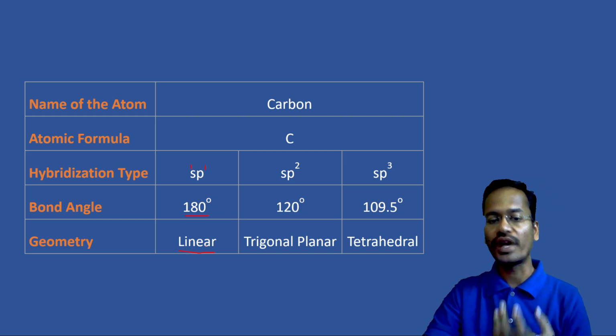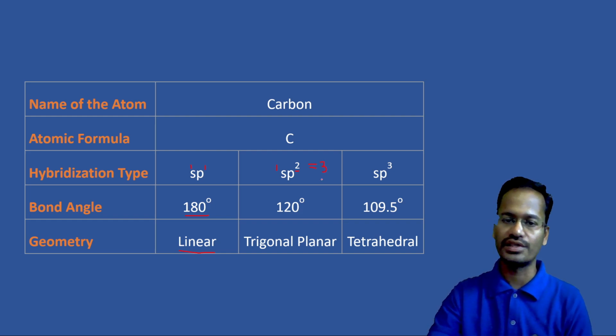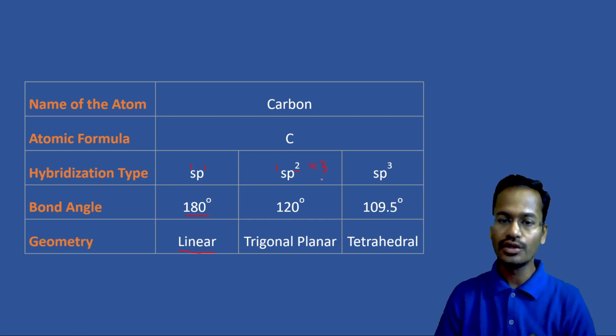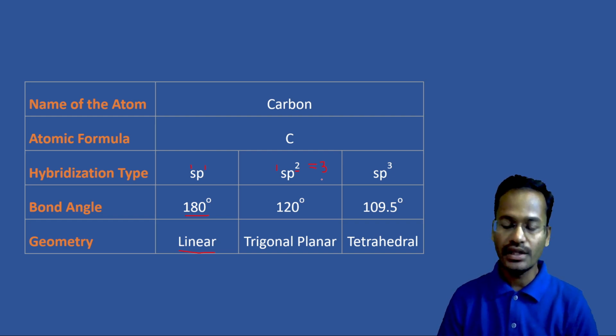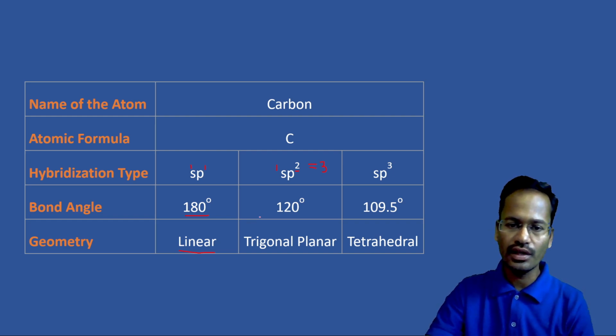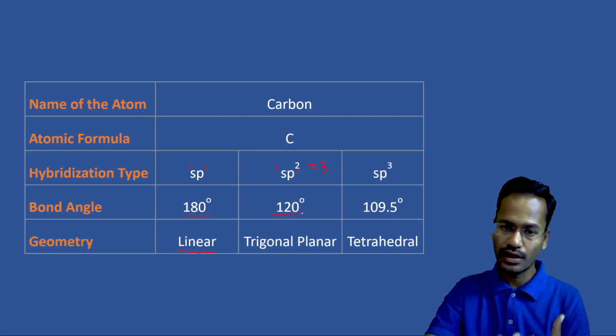Now let us come to sp2 hybridization, where one s and two p orbitals will be participating in hybridization. In total it will become 3, that is, 3 orbitals are participating in hybridization to generate 3 sp2 hybridized orbitals. In such a case, the bond angle is going to be 120 degrees and the shape of the hybridized orbitals is going to be trigonal planar.